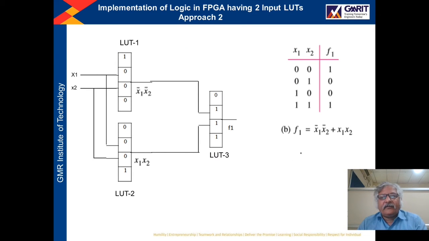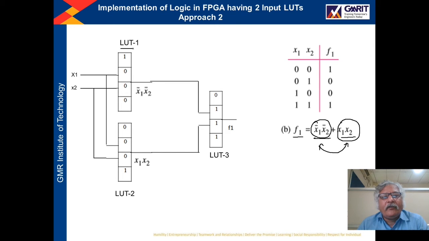So this is the expression: F1 = X1 bar · X2 bar + X1 · X2. Now there may be the possibility that the same logic can be implemented in this way. This logic will be implemented in one LUT. This logic will be implemented in another LUT, and after the implementation of these two logics, the OR operation of these two logics will be implemented in a third LUT. This also may be a possibility.